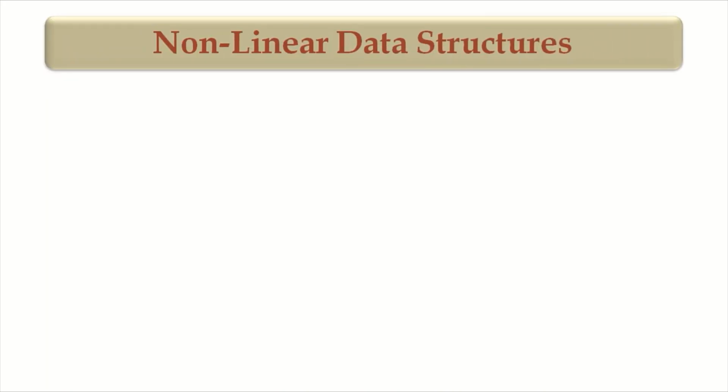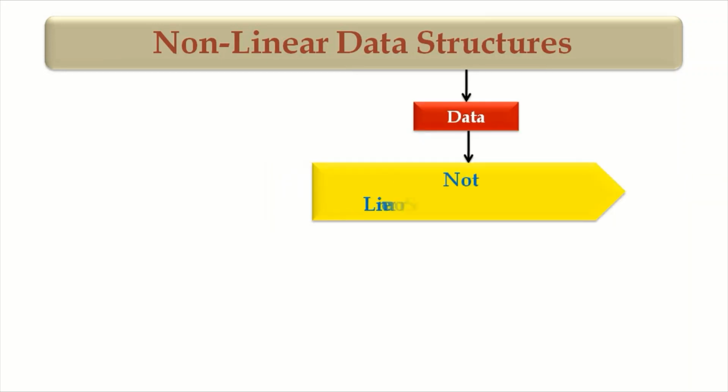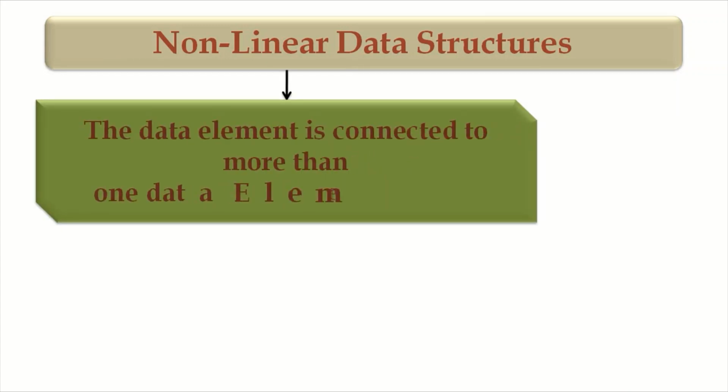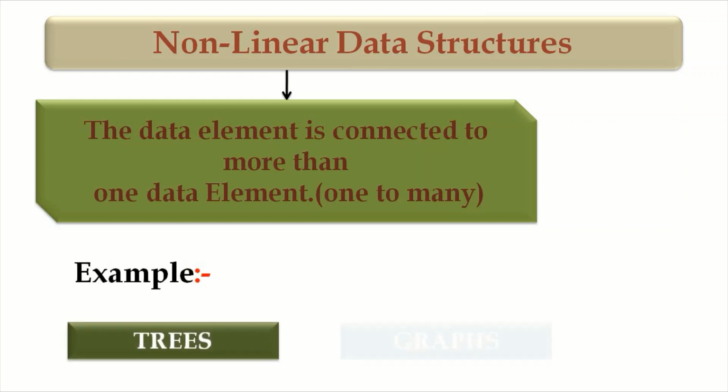What is non-linear data structure? In non-linear data structure, the data is not in a linear or sequential form. In other words, the data element is connected to more than one data element. Means in non-linear data structure, one data element is connected to more than one data element. And coming to the linear data structure, one data element is connected only with one data element. One-to-many relationship is maintained by non-linear data structure. Example, trees, graphs.